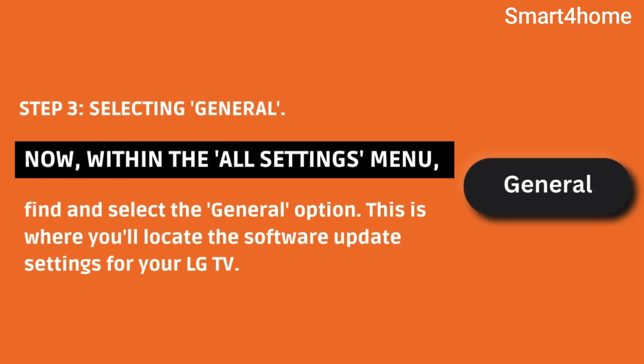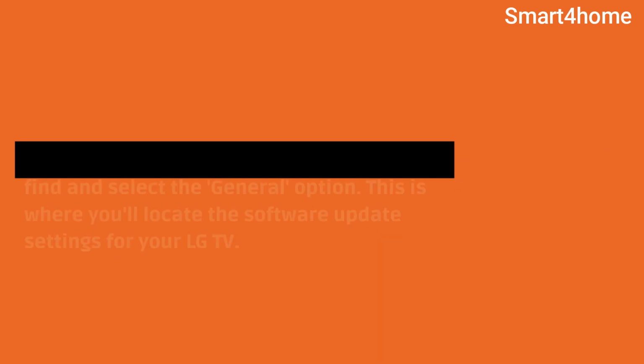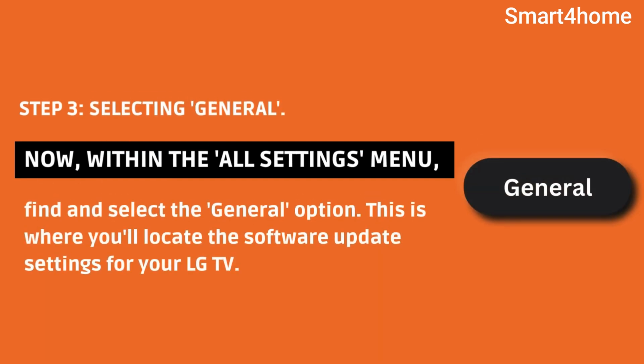Step 3. Selecting general. Now, within the all settings menu, find and select the general option. This is where you'll locate the software update settings for your LG TV.